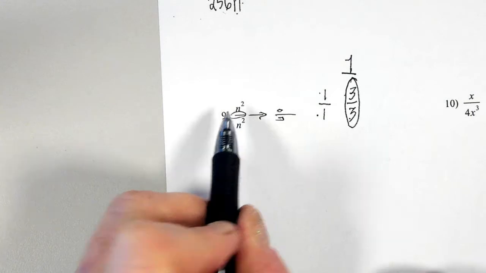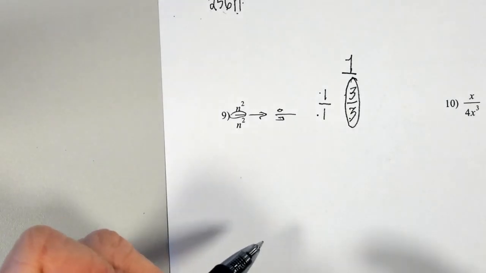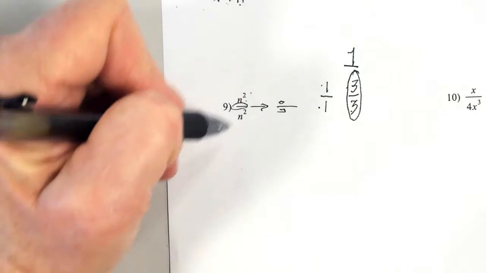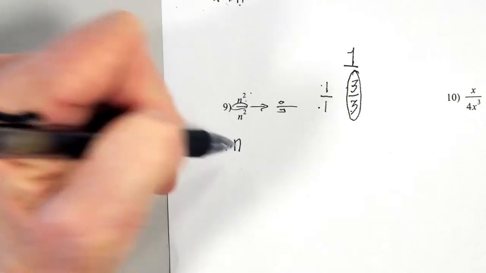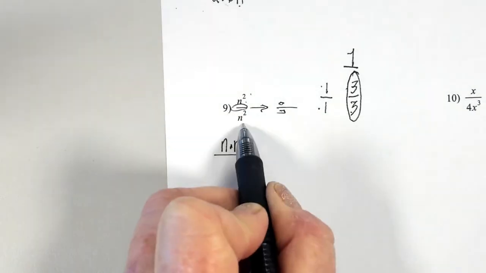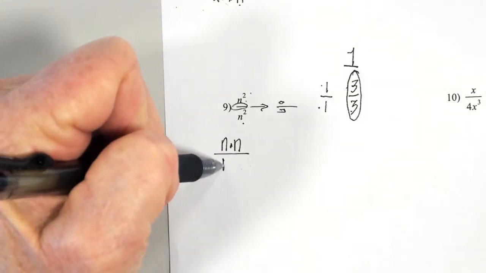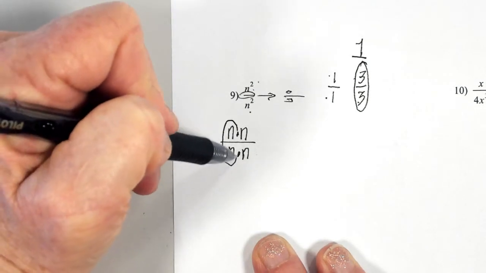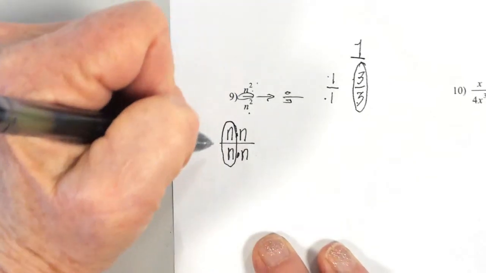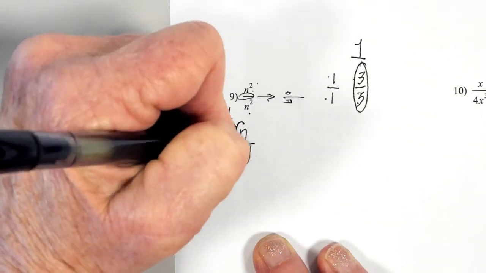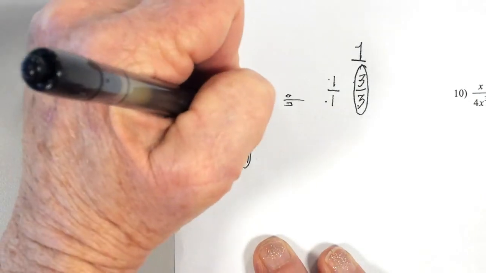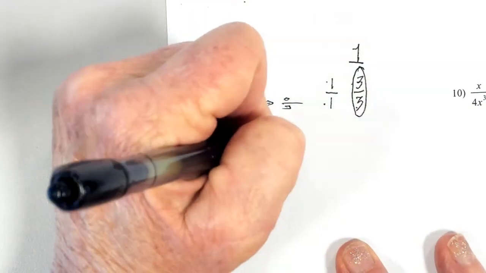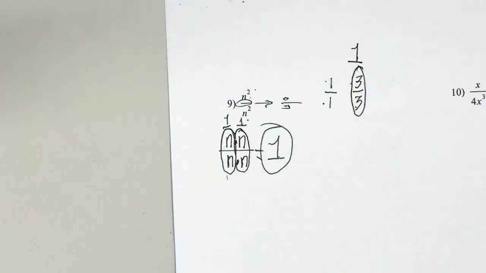But wait a minute. There are no numbers. It's got a variable. It's a letter. Well, that's okay. Think about what we've been doing. N to the power of 2 means I'm going to write n times n. And what does the bottom say? N to the power of 2. Another n times n. So look what I've got. I've got the numerator and the denominator the same. There's a 1. Numerator and denominator the same. Also a giant 1. So if I have a whole bunch of 1s, this answer is simply 1.